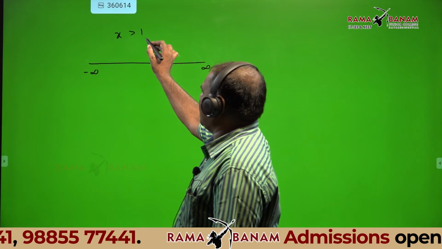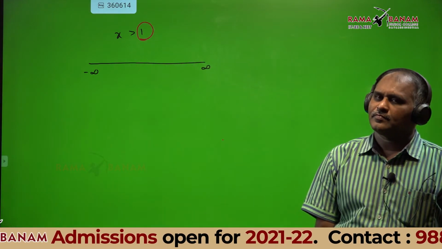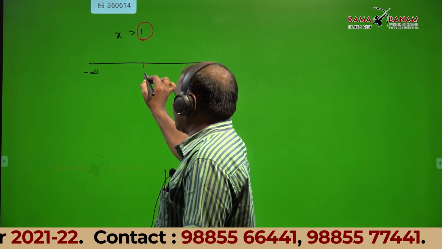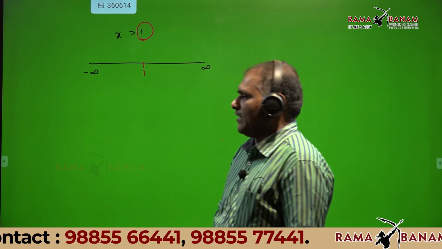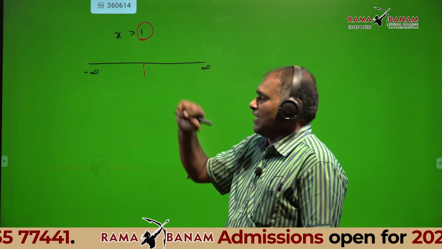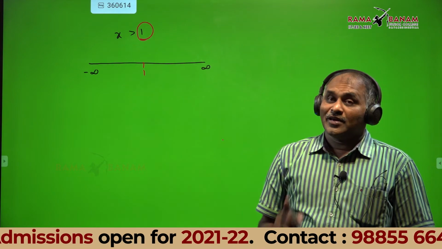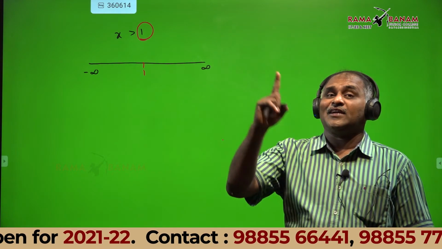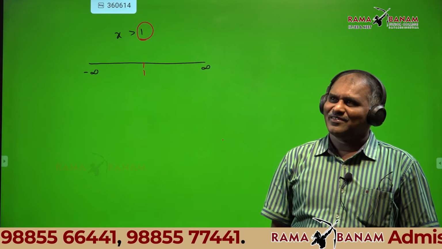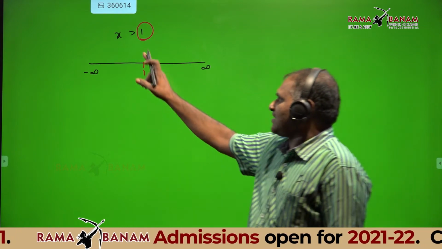But what is the value given here? 1. Indicate 1 on that number line. Is it greater than or less than? Greater than is on the right hand side of 1. Less than is on the left hand side of 1. Therefore, x greater than 1.